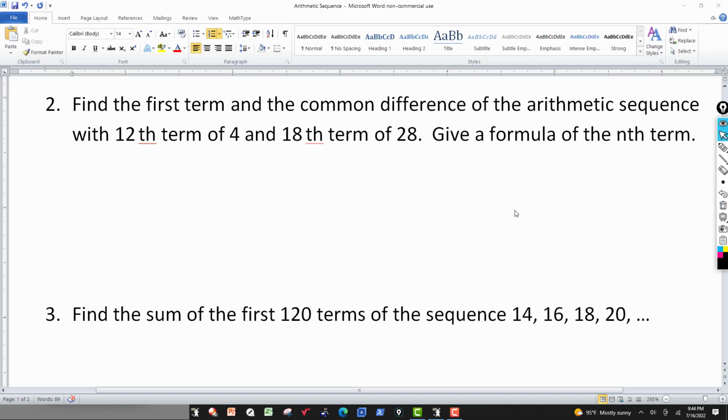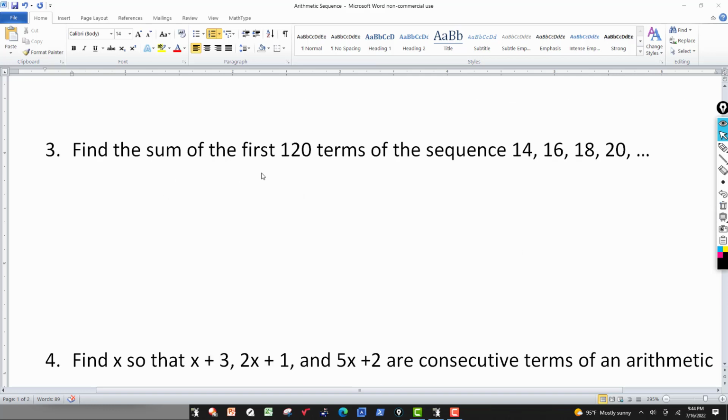Okay. In the next one, we want to find the sum of the first 120 terms of the sequence. And here it's given 14, 16, 18, 20. So I could do it the long way, and I could just keep going here: 14, 16, 18, 20, 22, 24, and so on, until I count 120 terms, and then add those 120 terms manually, and you have the answer. But that's a little bit long to do. Say you had 1,000 terms. You don't want to do that. You don't want to do it even with 120.